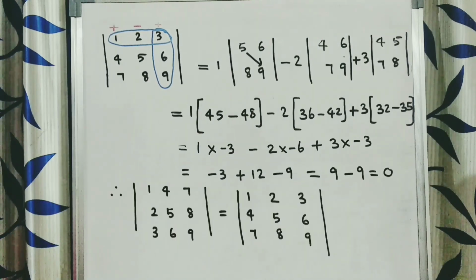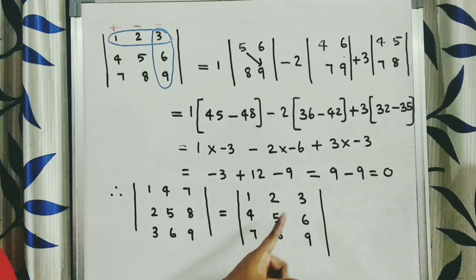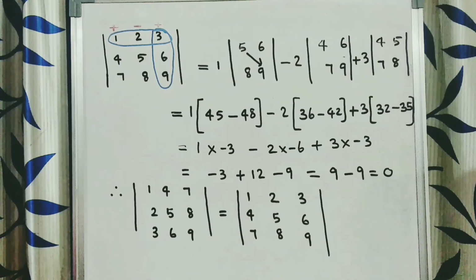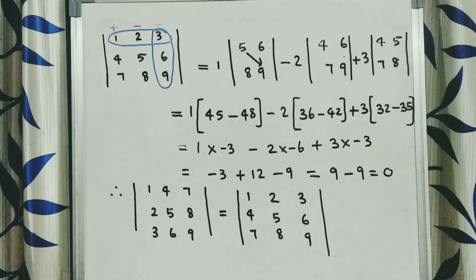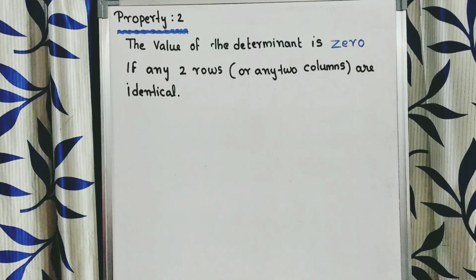Therefore, determinant 1, 4, 7, 2, 5, 8, 3, 6, 9 is equal to determinant 1, 2, 3, 4, 5, 6, 7, 8, 9. Property 1 verified. Next we are discussing the second property.